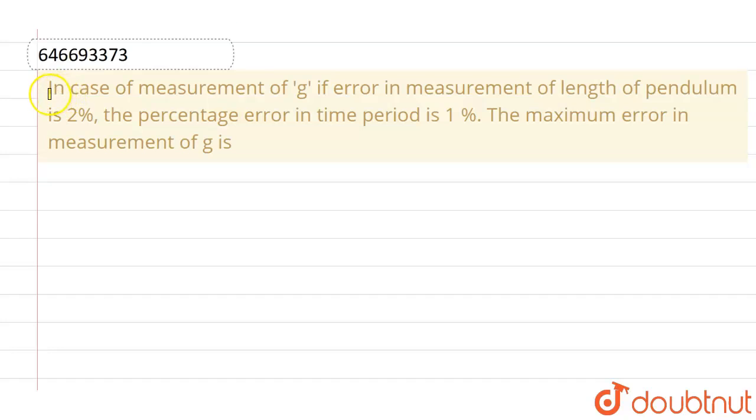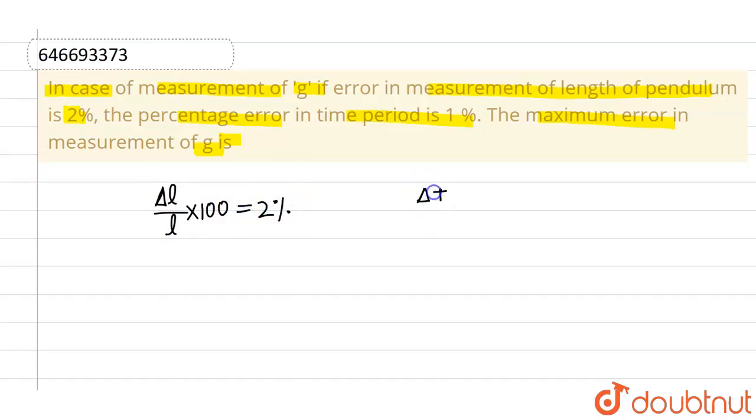Hello everyone. The given question is: in case of measurement of g, if the error in measurement of length of pendulum is 2%, and the percentage error in time period is also given, which is 1%, the maximum error in measurement of g is. What we are given is that the error in measurement of length of pendulum, that means delta L by L into 100, is 2%, and the percentage error in measurement of time is also given, which is 1%. We have to find out the error in measurement of g.